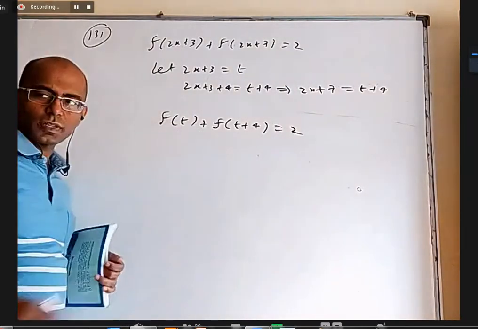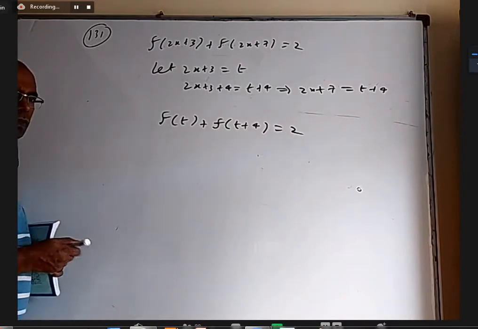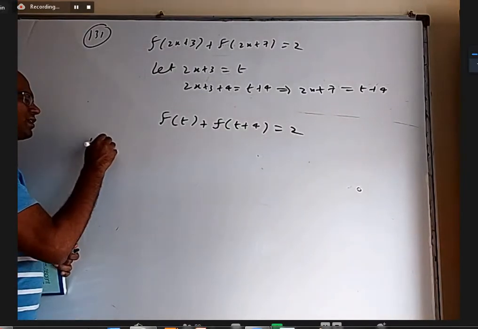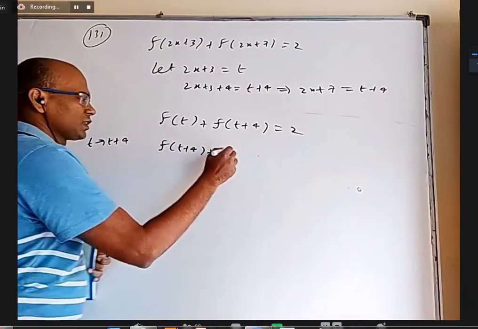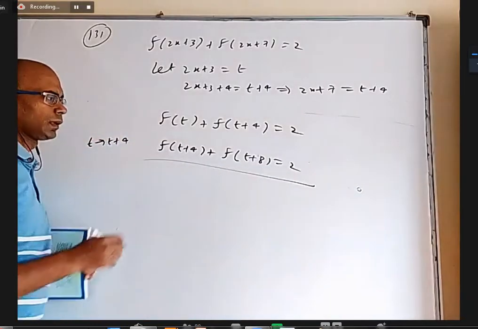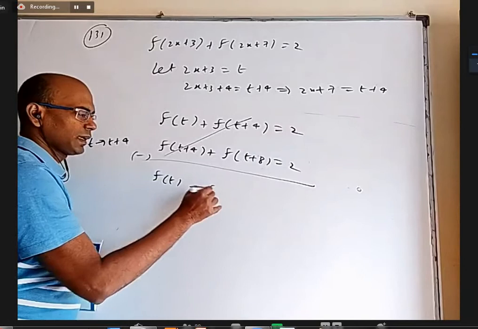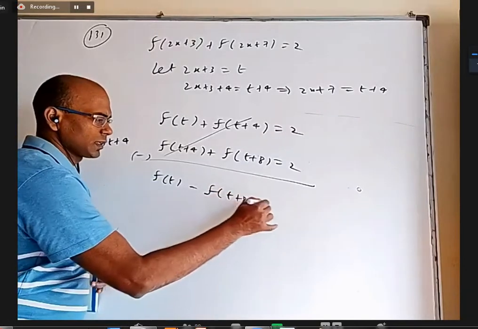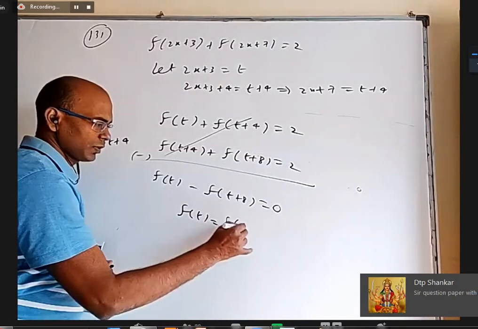How to proceed further? Replace t with t plus 4. This will be f of t plus 4, and this will be f of t plus 8. Now subtract. This and this will cancel. You will get f of t minus f of t plus 8 equal to 0. Send that side. You will get f of t equal to f of t plus 8.